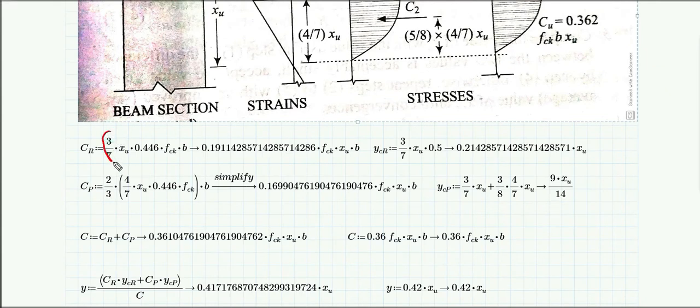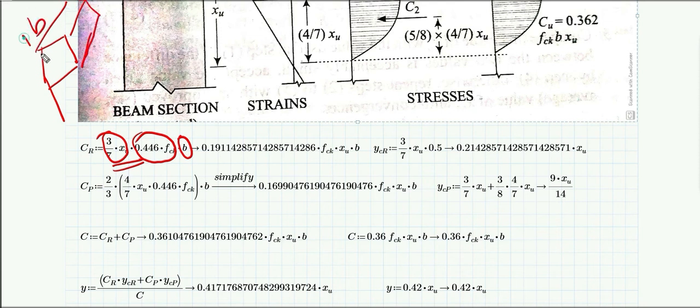The depth is 3 by 7 XU, the top fiber is 0.447 FCK, so that will give you the area. Into B, because previously we have also discussed that the stress distribution diagram is not a 2D thing, it's a 3D value. Okay, it's a 3D value, so B should be multiplied. So 4 by 7 XU plus 0.446 FCK into B. So this will give you the C1 or CR value.